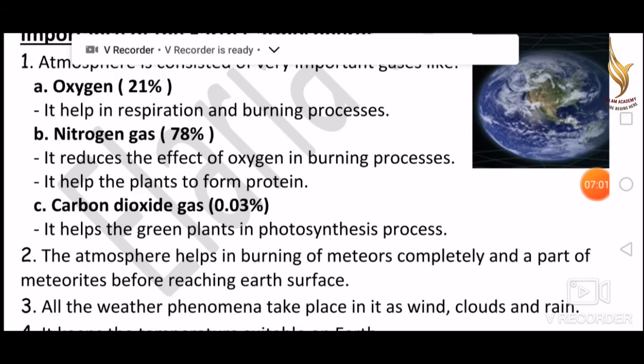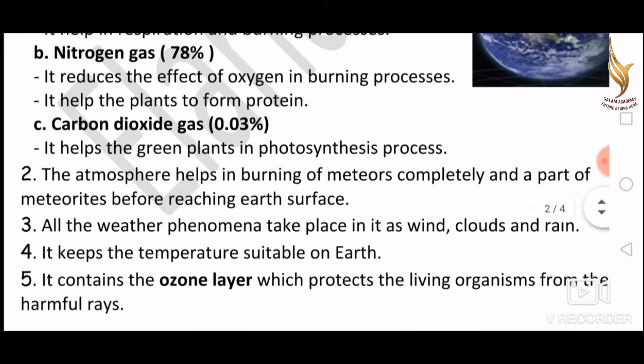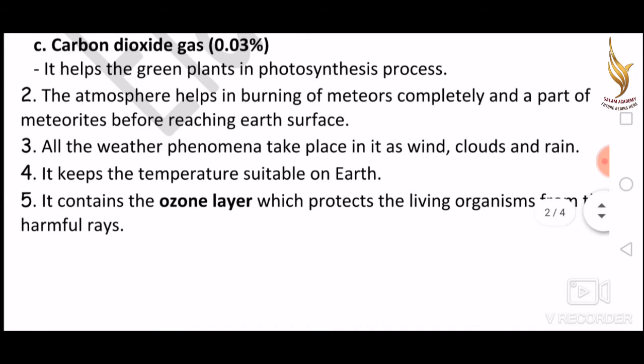So atmosphere is very important because it consists of very important gases. Number two, atmosphere also helps in burning the meteors completely and part of meteorites before reaching the earth surface. Also, all the weather phenomena like wind, like clouds, like rain, all these phenomena take place in the atmosphere. So number three, all the weather phenomena take place in it.